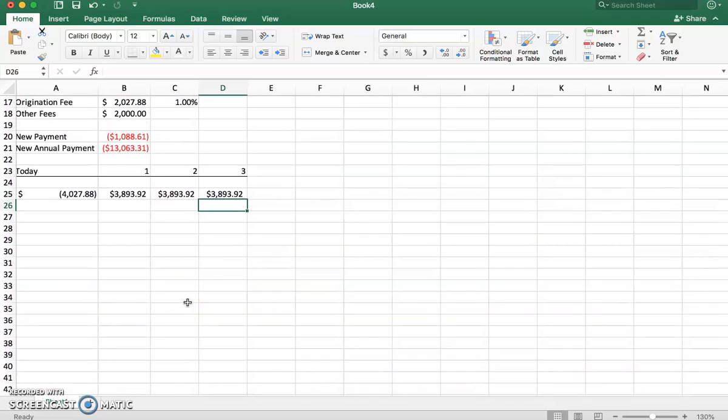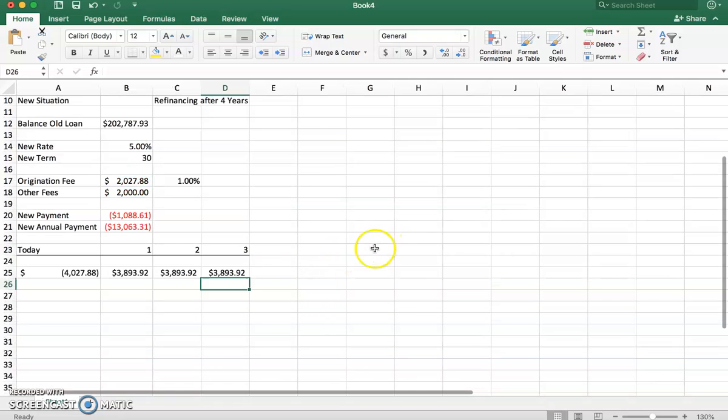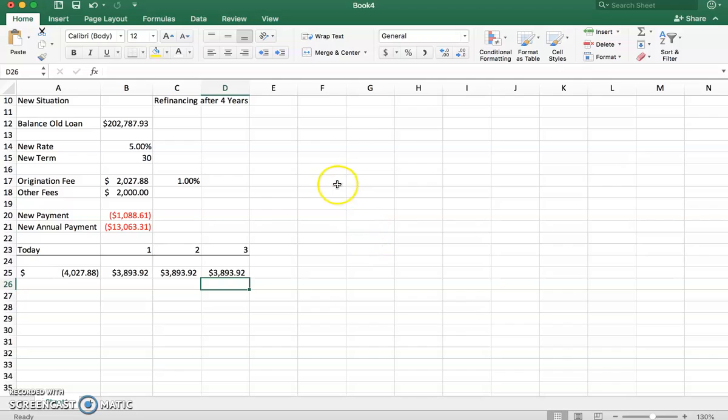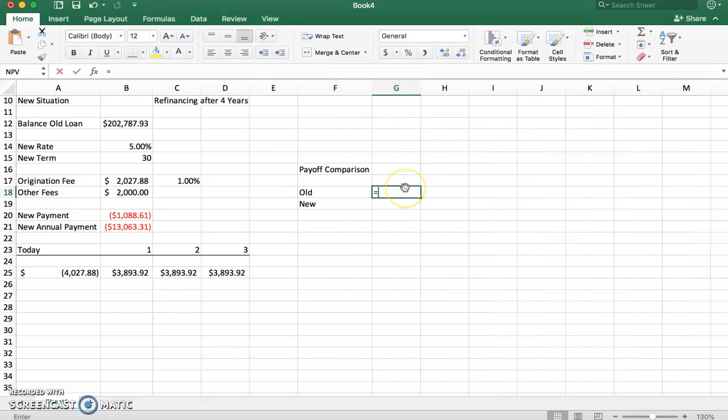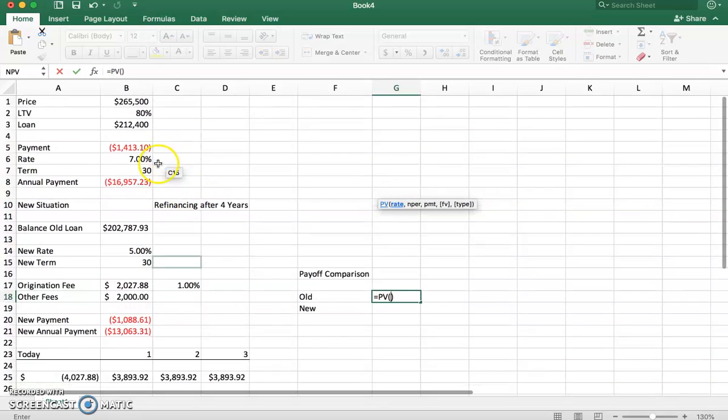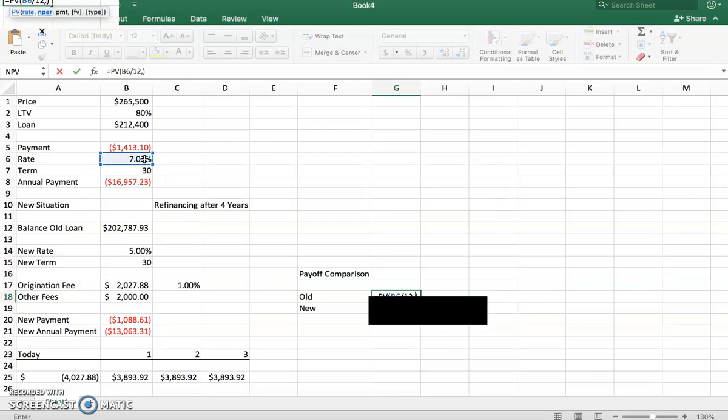All right, so the next step is going to be a payoff comparison table. All right, so why don't I just go right here for that. Payoff comparison. All right, so we'll have the old first and then the new. Okay, so let's go ahead. Let's start with the old. All right, so we're just going to do a present value again. So we're going to take the old rate of 7% divided by 12.